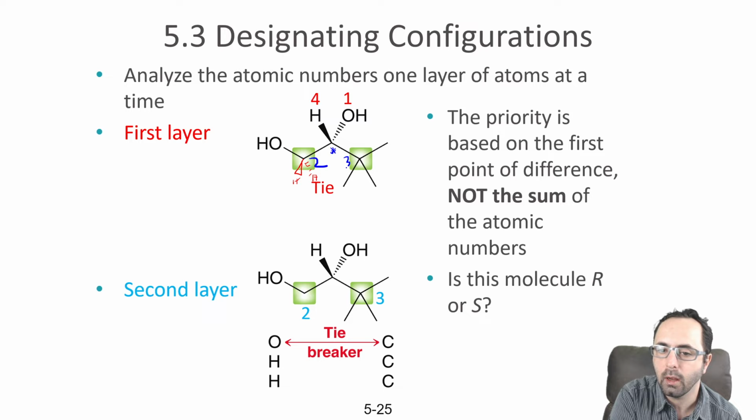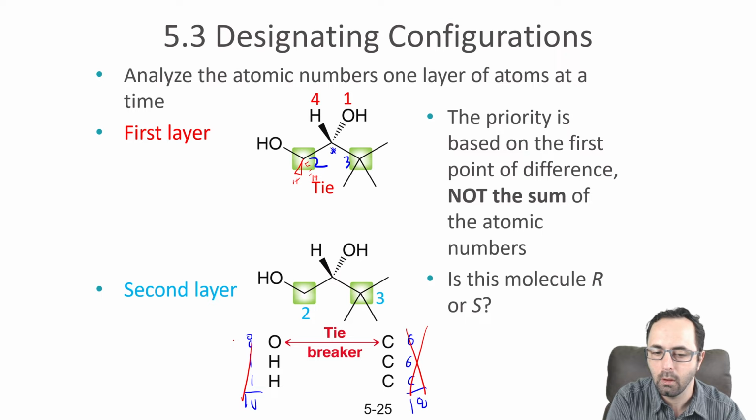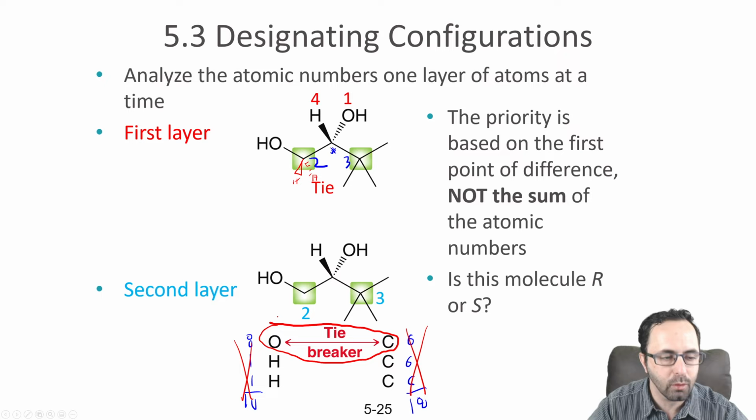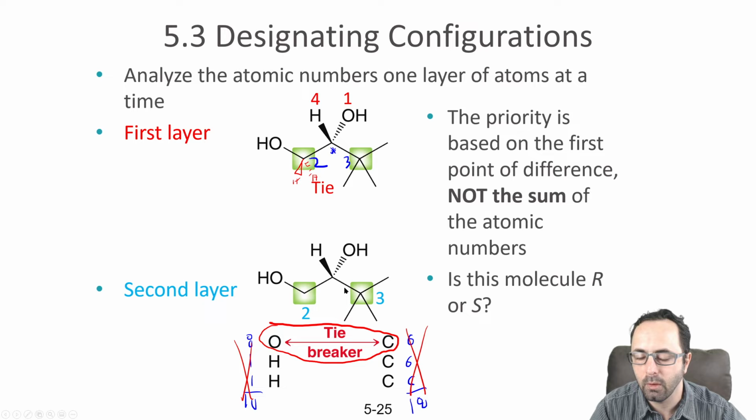And so even though the atomic number for carbon is 6, 6, 6, and they add up to 18, and the atomic number for oxygen is 8 and for hydrogen it's 1, so these add up to 10, that is not what we're looking at here. What we're looking at is the highest priority atom attached versus the highest priority atom attached. And if that doesn't break the tie, you go to the next one, till you get to all three other atoms attached. Again, we don't count the ones backwards towards the chiral center, only moving away in the branch.